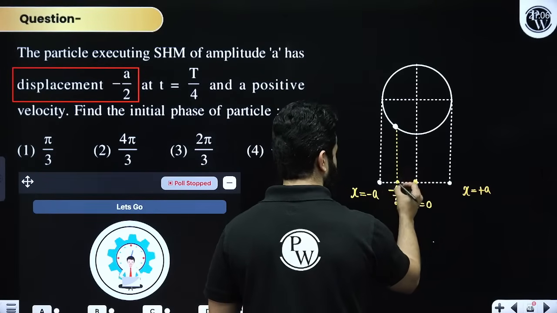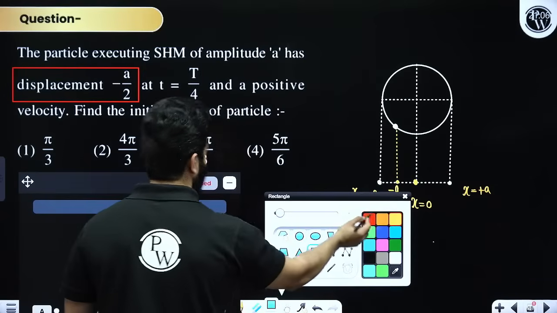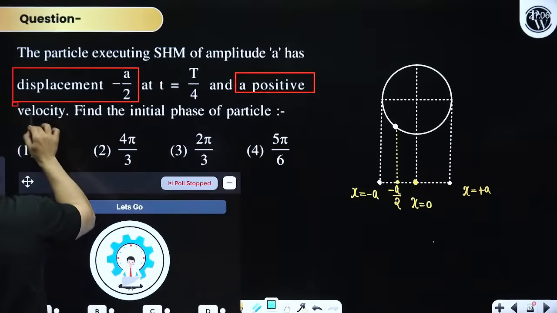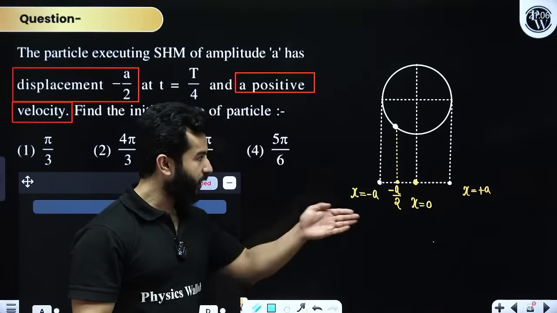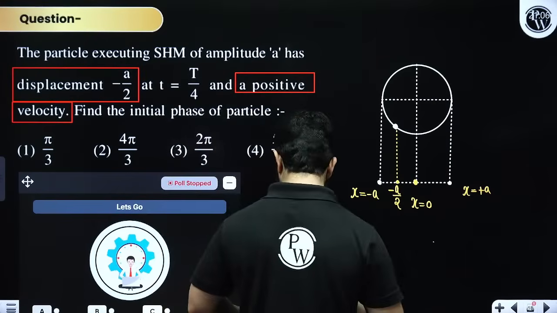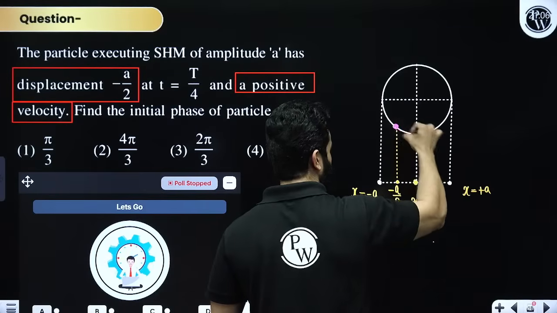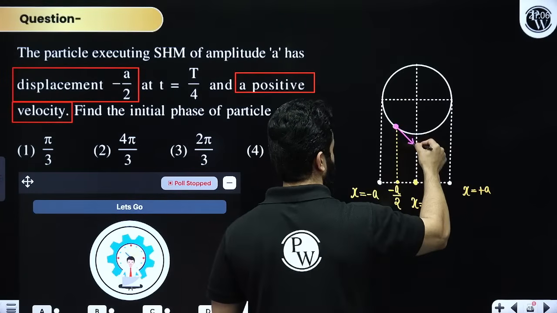Now the particle can either move in this direction or in this direction. In the next line they are saying a positive velocity. Positive velocity means it is moving in this direction. So that means the particle is somewhere over here at this point and it is moving in this direction, right? So I'm going to draw the velocity like this.